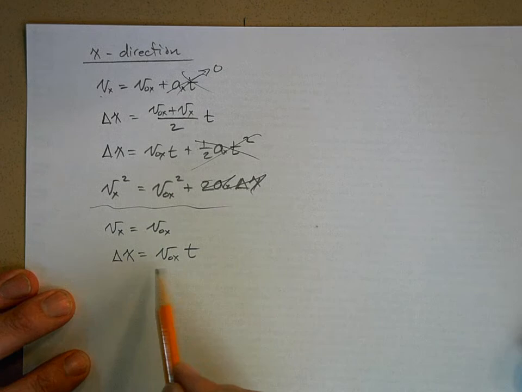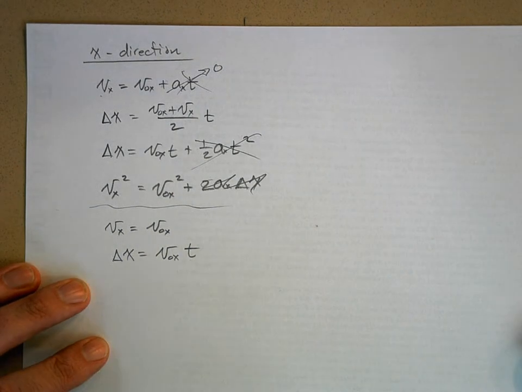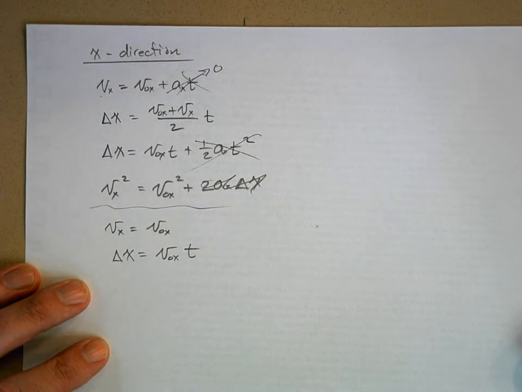This implies that the velocity is a constant. Remember that constant velocity model we did in Unit 1? The buggy car moving along the floor? Okay?